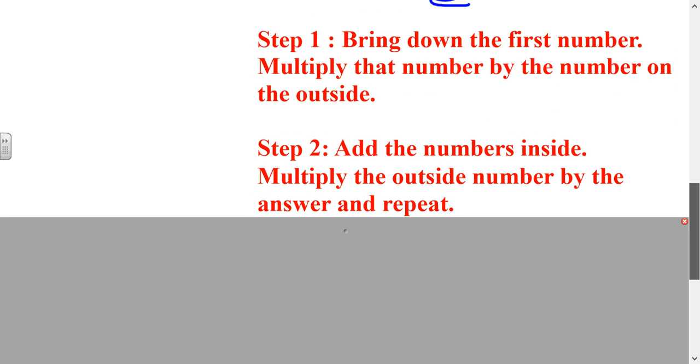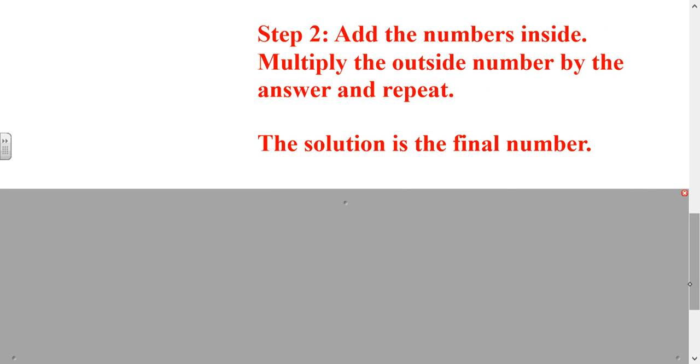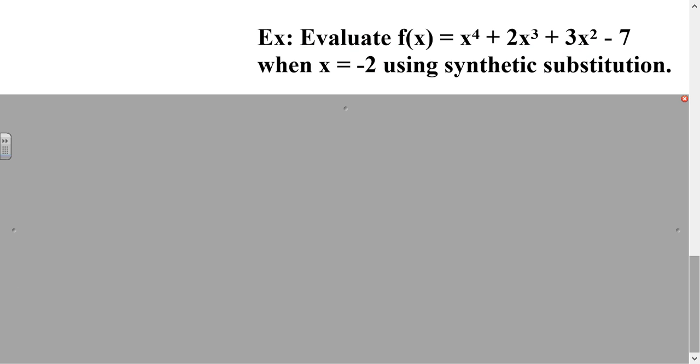So the first step was to bring down the first number, and then you multiply that number by the number on the outside. Then you add the numbers inside, and then you repeat. So those are the steps. So we'll do one more example here. This time we're going to evaluate f of x equals x to the 4th plus 2x cubed plus 3x squared minus 7 using x equals negative 2 is what we're plugging in. Now we'll notice this time it goes 4, 3, 2, and then there's no x to the first power, so we have to plug in a 0 for that.